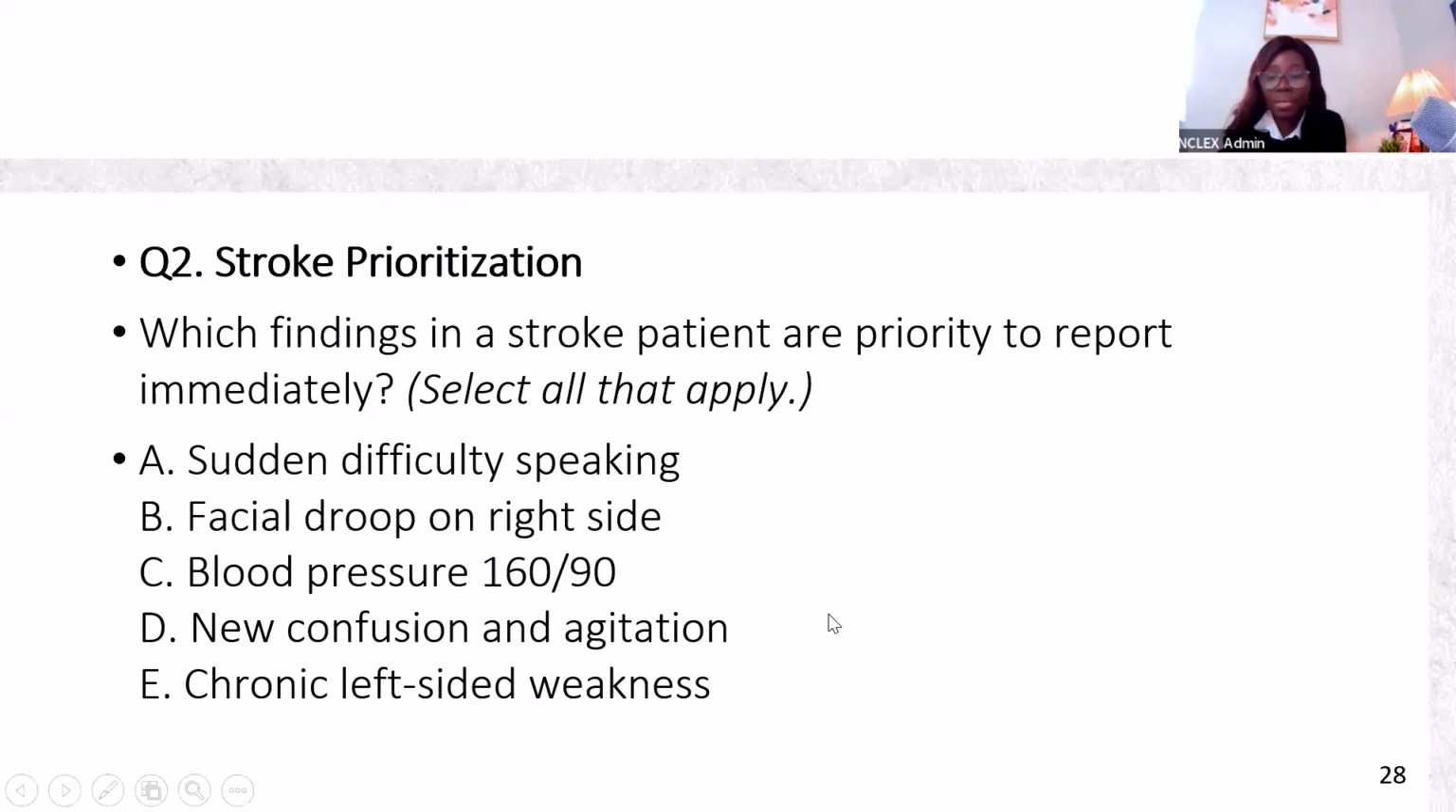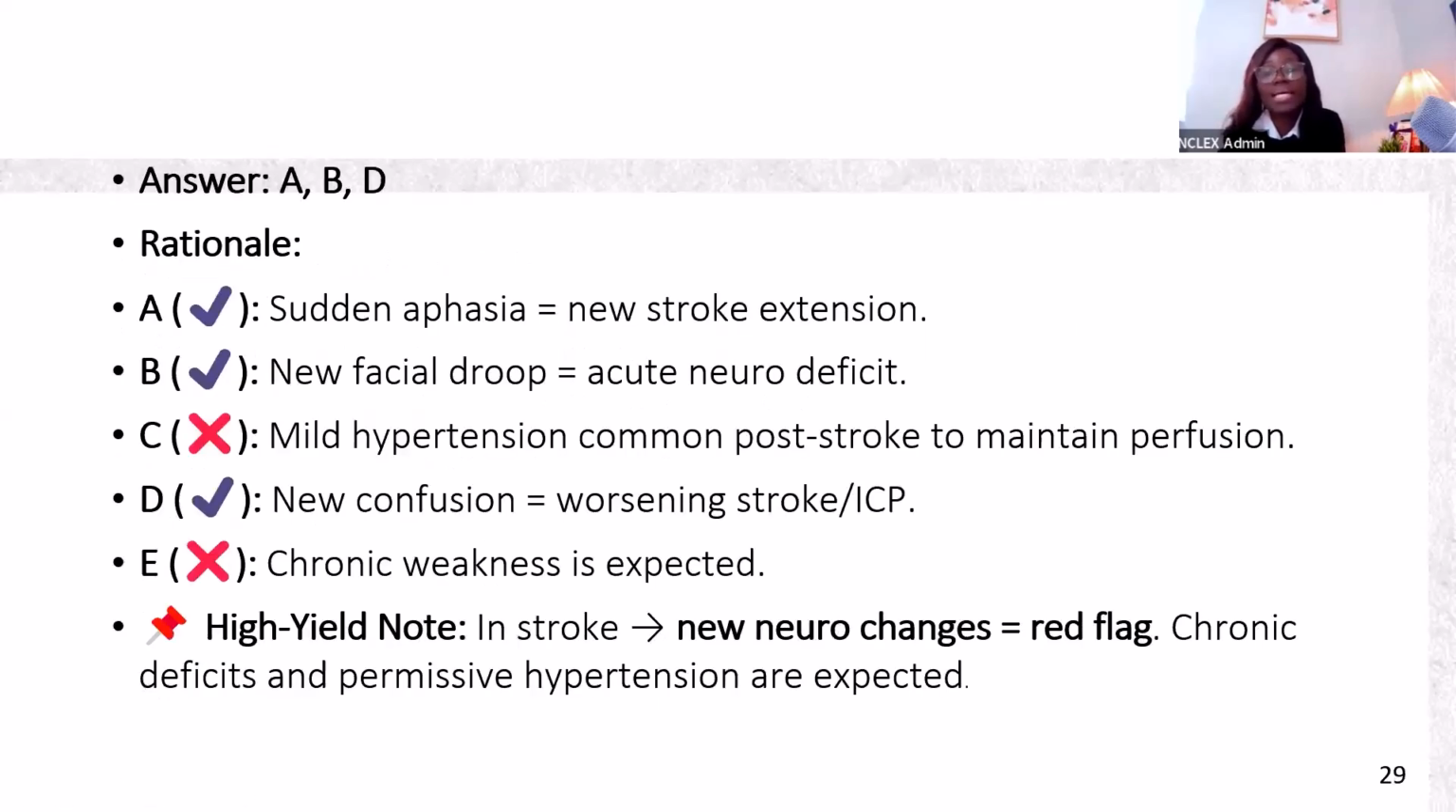So let's go and help you out. It's A, B, and D. If all of a sudden the client is not talking, maybe the stroke is extending, there's a new extension. If all of a sudden there is a new facial droop, this is an acute neurological deficit. And then the mild hypertension is common in a lot of stroke patients post-stroke because it helps to maintain the perfusion to the brain. New confusion, when you see keywords like new, you have to attend to it. It means that the stroke may be worsening. Why is it that your client was doing well and all of a sudden your client is confused? You have to watch out for that symptom.